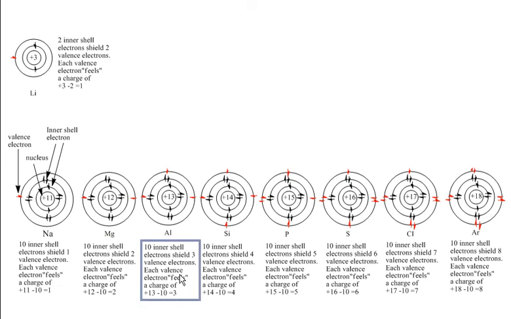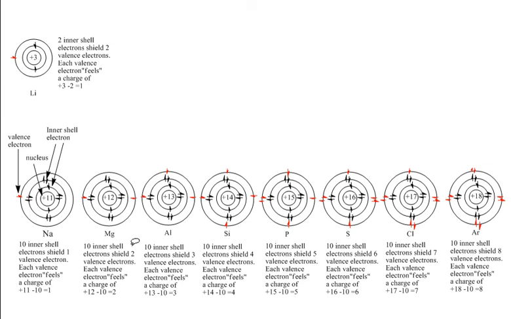If we apply the same logic for aluminum, there are still only 10 inner shell electrons doing the screening, and it's only the inner shell electrons that do the screening. There are 13 protons in the nucleus, so each valence electron feels approximately 13 minus 10, or 3 nuclear charge.